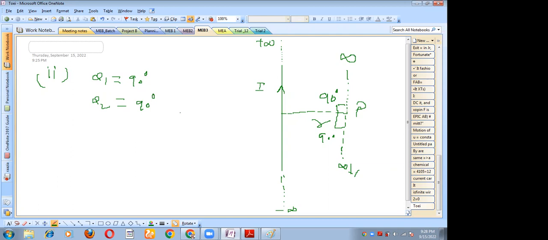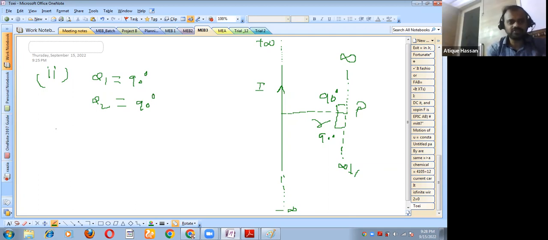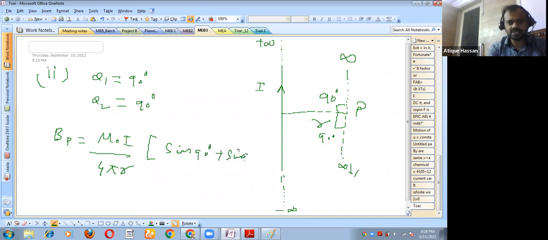Yes, sir. So now the magnetic field due to an infinite wire can be calculated as mu naught I by 4 pi r times (sine 90 degrees plus sine 90 degrees). Sine 90 is 1, 1 plus 1 is 2. So we will get mu naught I by 2 pi r.